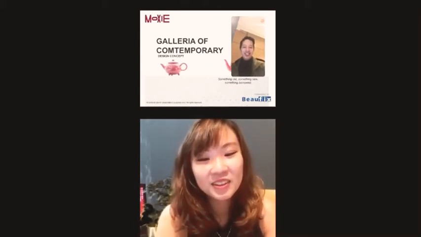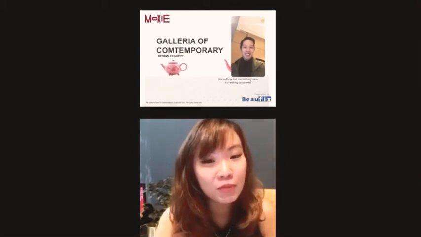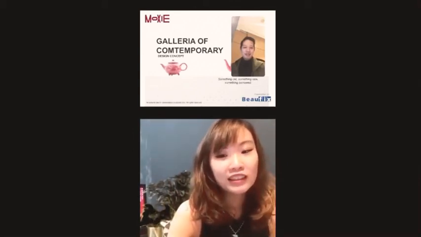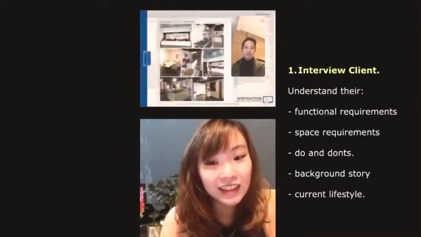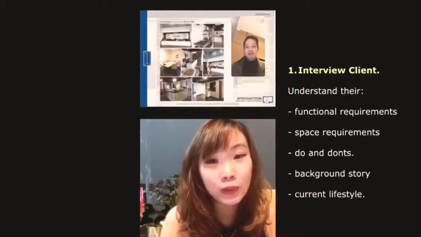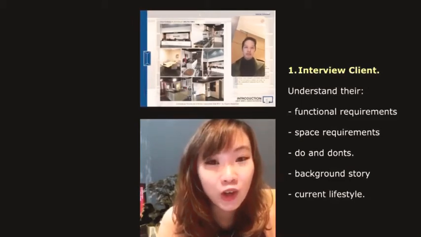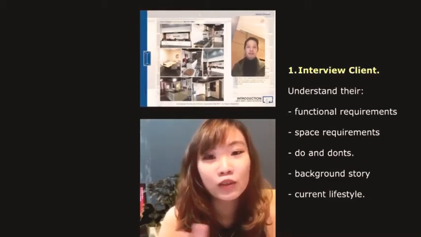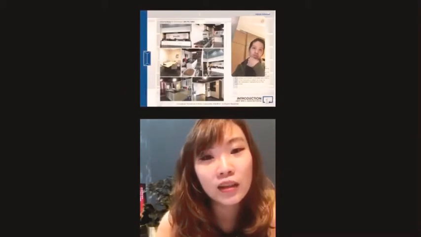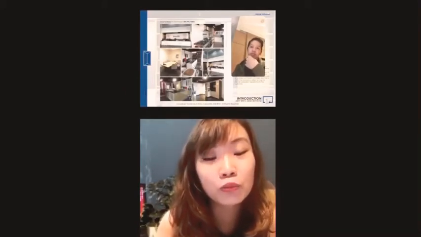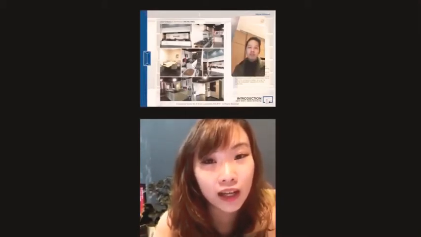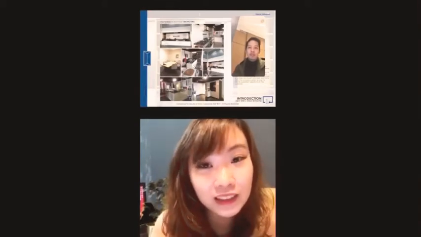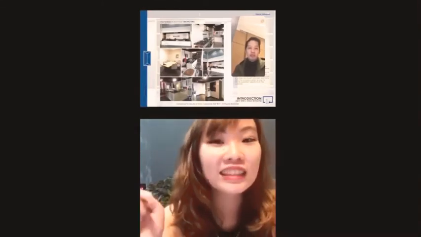Yeah, so there are a few key points before kicking off a mood board proposal. The first one, of course, first and foremost, you have to interview your client and understand their requirements, spaces, dos and don'ts, their background story, and also current lifestyle. The picture right there shows the original showroom look. So we have to go there and visit. We have to see what's wrong with this space and ask your clients questions like, what do you like about this space? What don't you like about this space?